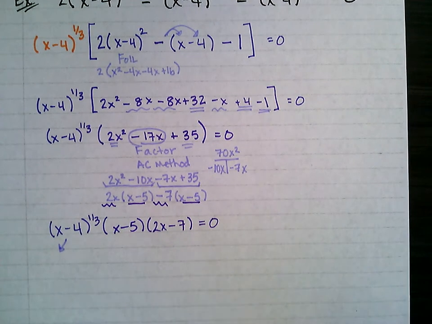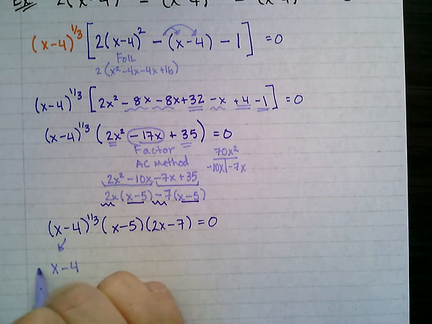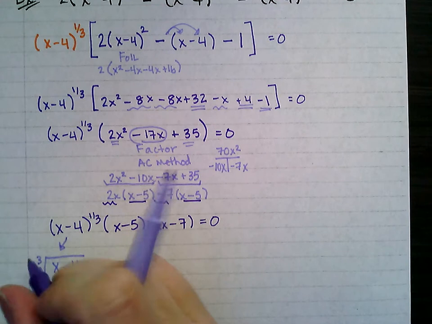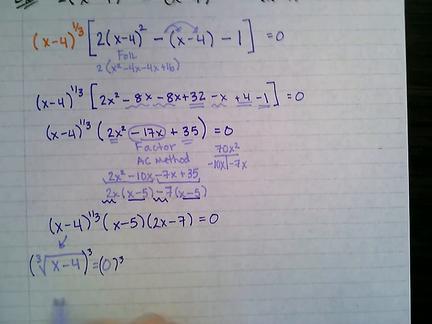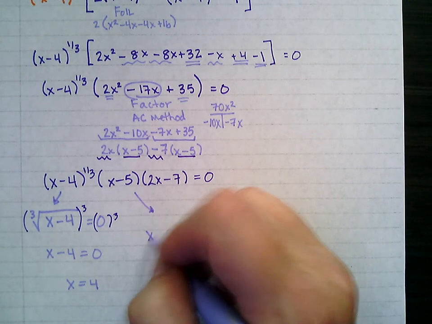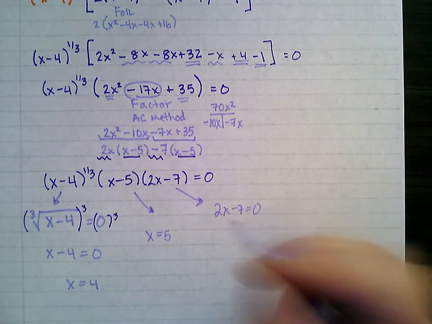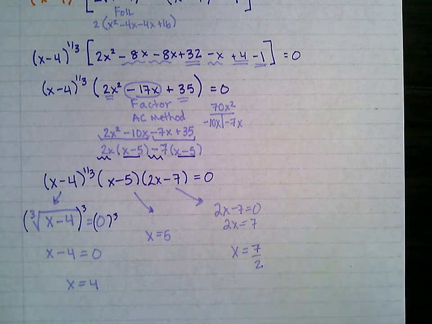So we set each of these equal to 0. That gives us x minus 4. Remember, that means the cube root of x minus 4. So we can cube both sides, which basically just leaves us x minus 4 equals 0. So we get x equals 4 from that. From this one, we get x equals 5. From this one, 2x minus 7 equals 0. We get 2x equals 7. So x equals 7 halves.